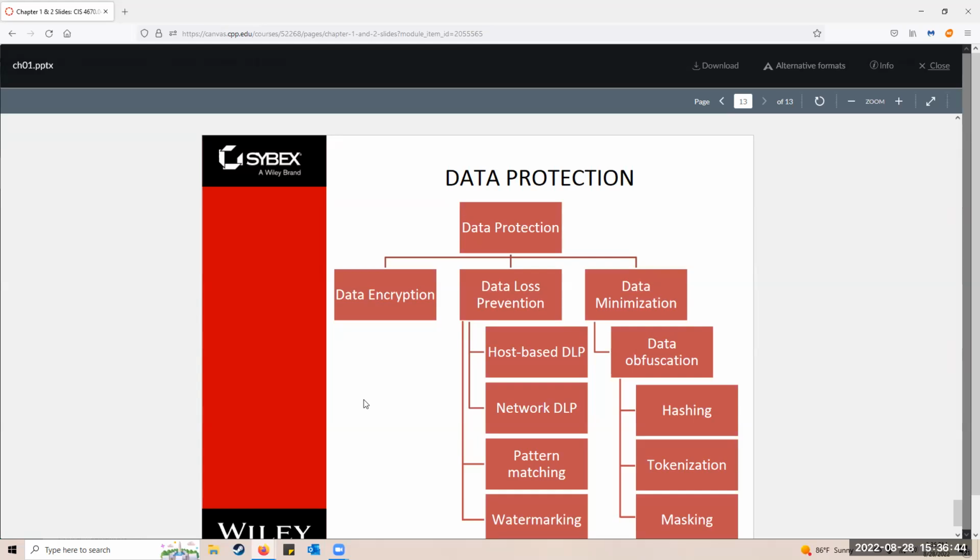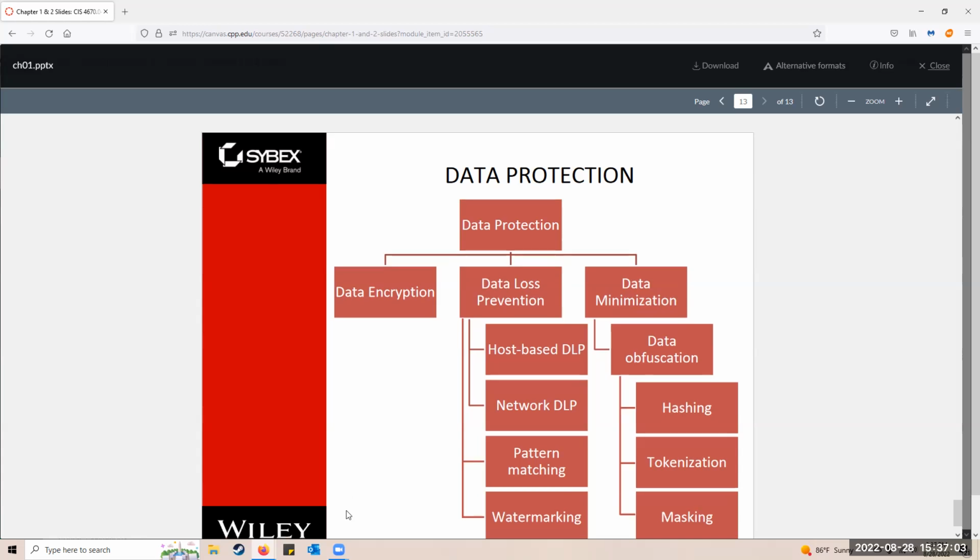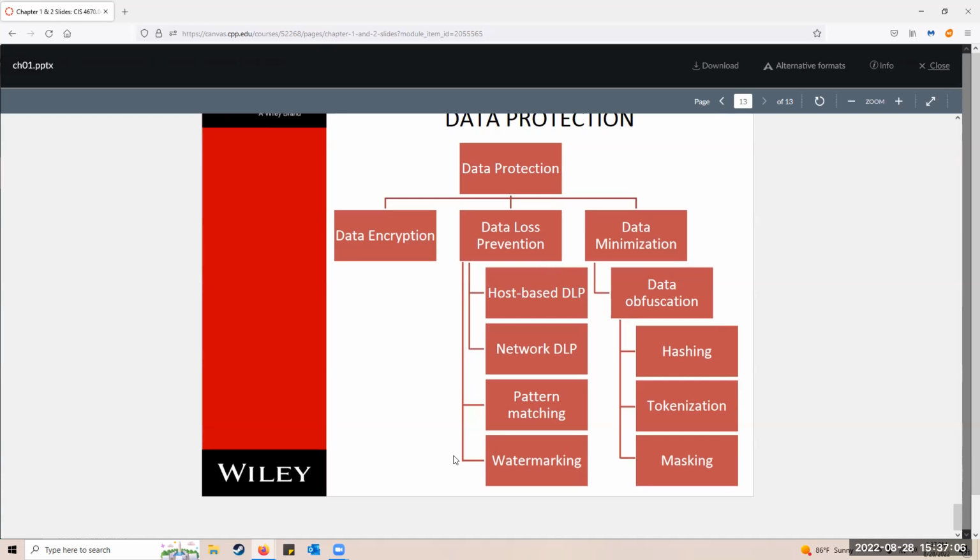We talked a little bit about data encryption already. Data minimization is about how we can, again, encrypt or make it harder for a bad actor to gain access to the true data. We can do that through obfuscation, hashing, tokenization, masking. Think about data minimization as MFA, multi-factor authentication. That's one additional step that we put on top of our username and password to ensure access. Data minimization is kind of along those same lines.